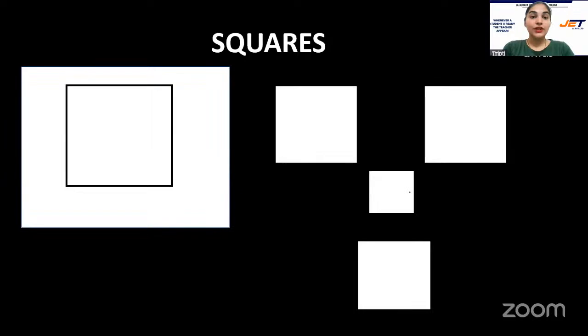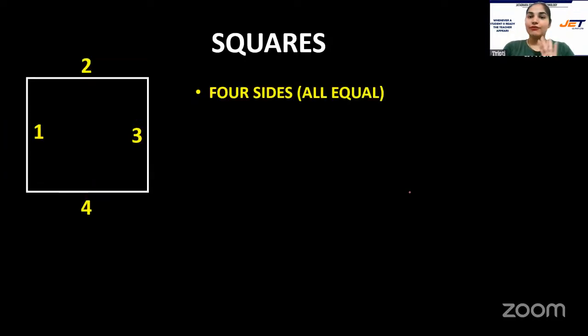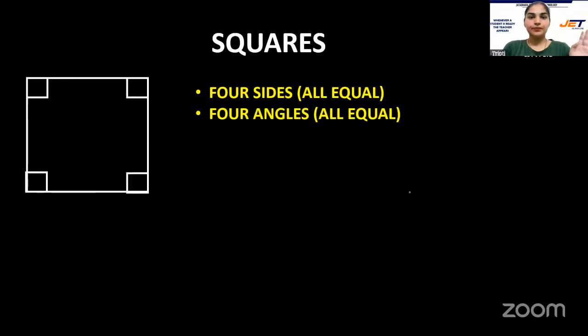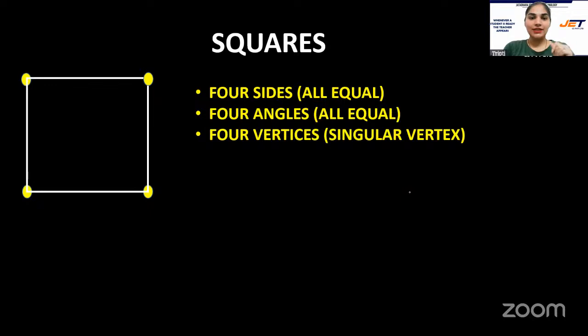Now, the next shape that we have is squares. What is a square? A square is a plane figure which has four sides, and all the four sides are equal. It has four angles, and again, all the four angles are equal, of 90 degrees. They are right angles. Then they have four vertices. Again, four corners.